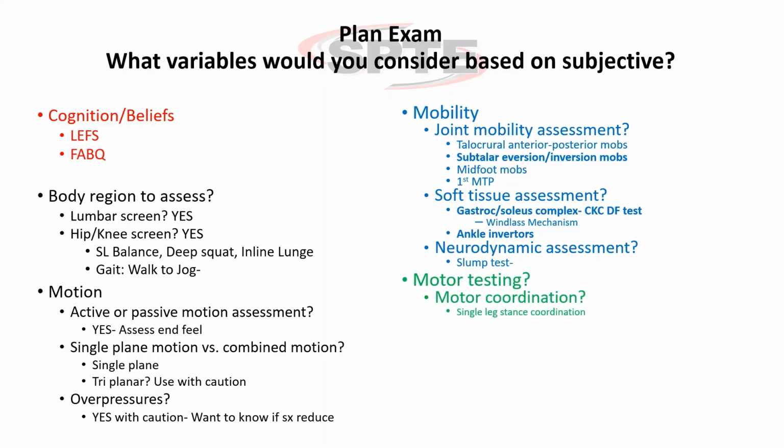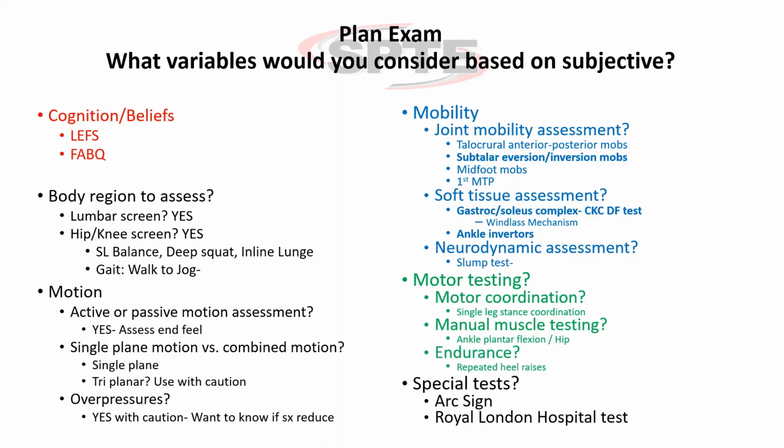Motor testing, I'd look at single leg stance. What's the coordination of the foot? Are they more intrinsic, meaning they're using some of the intrinsic muscles of the foot, or are they more extrinsically dominant, really trying to curl their toes into the ground, which may also play into how well their stability is. Manual muscle testing slash strength testing, what does ankle plantar flexion and hip stability look like, and then also endurance, looking at repeated heel raises, and then special tests, doing an arc sign and a Royal London test.